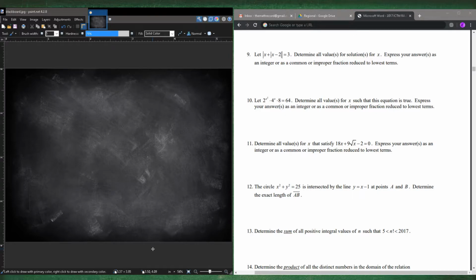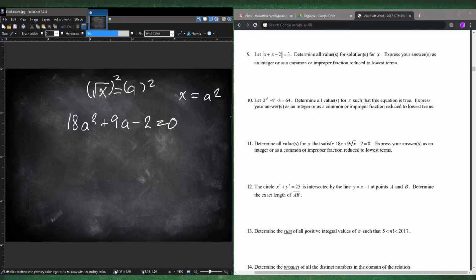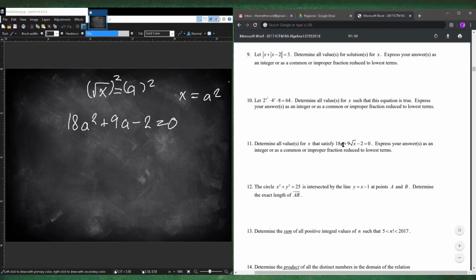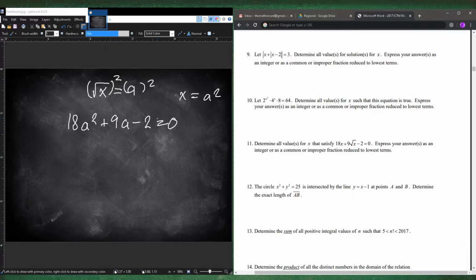So another way you could do this is that you could substitute square root x as another variable. Let's call it a, right? That means 18a squared plus 9a minus 2 is equal to 0, right? Because if square root x is equal to a, that means if you square both sides, that means x is equal to a squared. So we could substitute that for x here, right? So that would be 18a squared plus 9a minus 2.